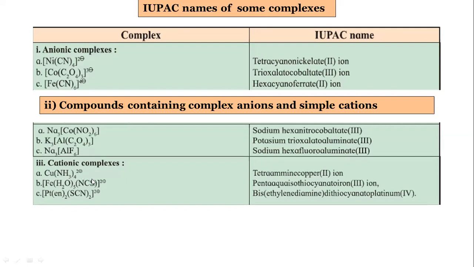See, this is 2+, here is also 2+, there is also 2+. So these are the positively charged complexes, remember. In case of positively charged complexes, the nomenclature method is the same, but the name of the metal will not change. It will remain copper as it is.